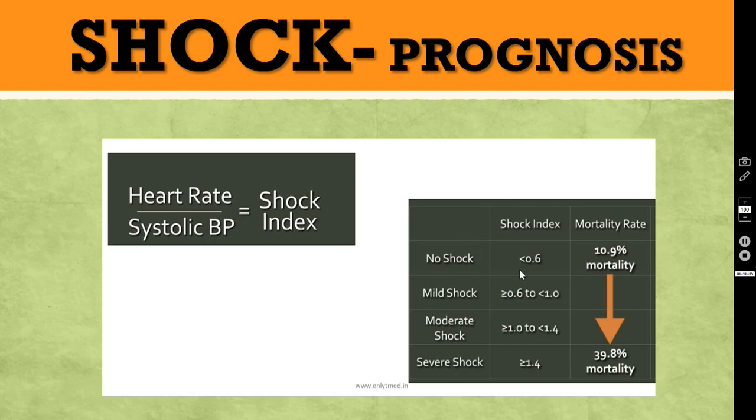If it is mild shock, the shock index will go up to 0.6 to less than 1. Moderate shock means it is more than 1 up to 1.4. Severe shock means the shock index is more than 1.4. Now the mortality is almost 40%, 39.8%, if it is a severe shock. So this shock index is very important to know the prognosis in these shocked patients.